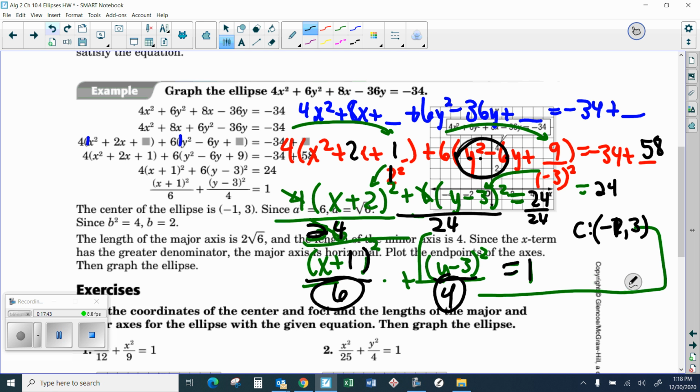Okay, notice I didn't have to worry about getting the foci, even though if I was, the major axis is along the x, because 6 is greater than 4. Minor axis will be along the y, because that's the smaller one. It's underneath the y. Okay, I'm not having to do that. I'm just having to graph that here.